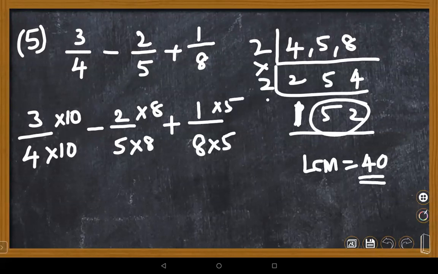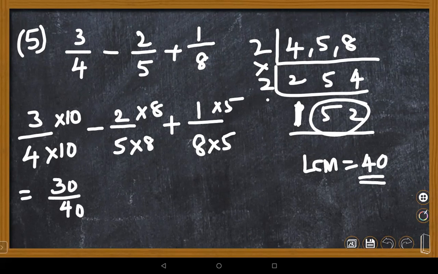That's very good. Now come on, 3 tens are 30. Ma'am, 3 tens are 30 and 40. So 30 by 40, minus 16 by 40. Next, 5 by 40.